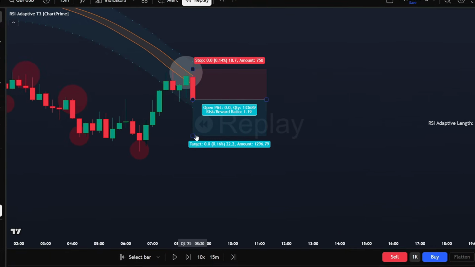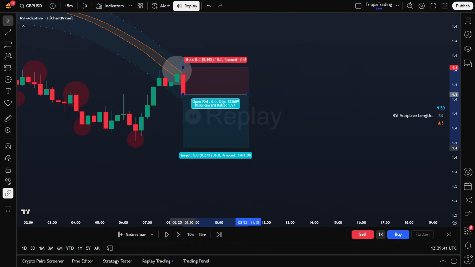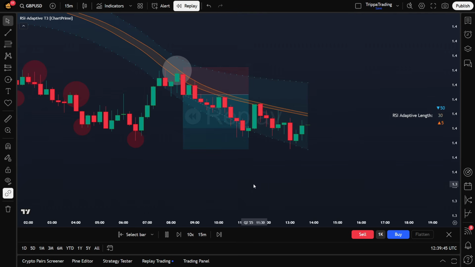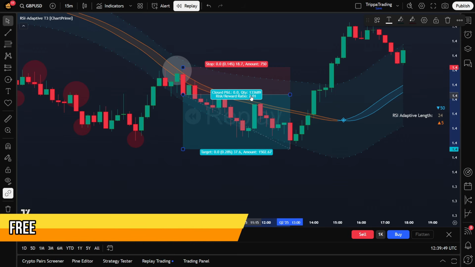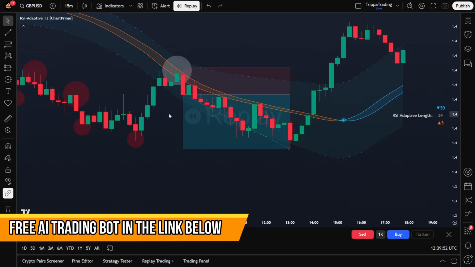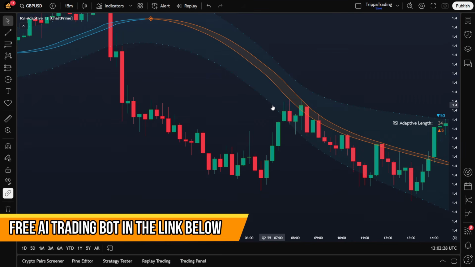The volatility bands also have their own importance. When they get really narrow, it's often a sign the market is consolidating, building up energy for a big move. A breakout with a matching color flip in the T3 line can be a strong signal that a new trend is beginning.